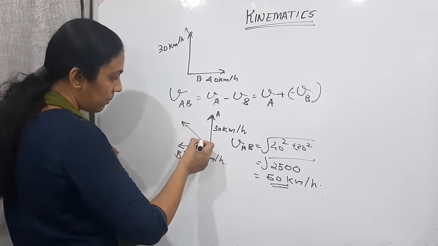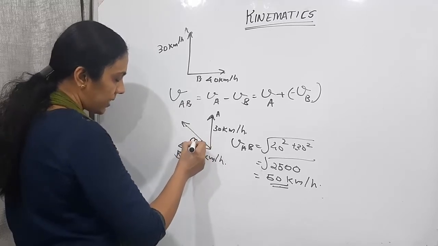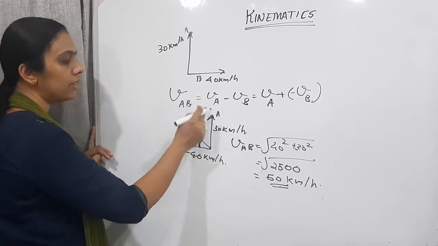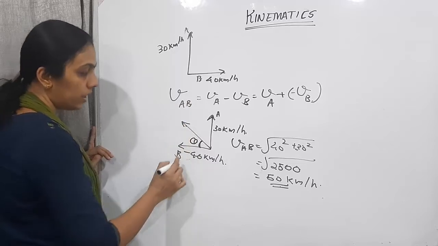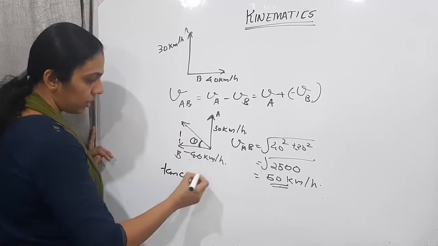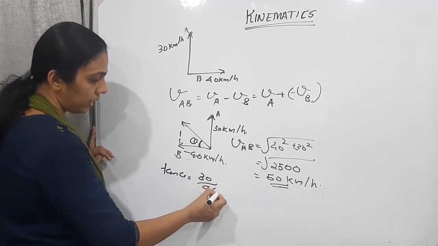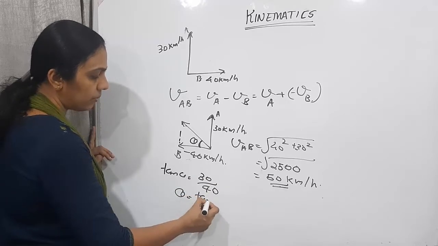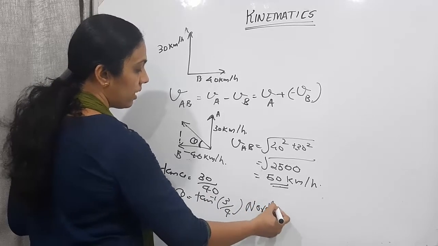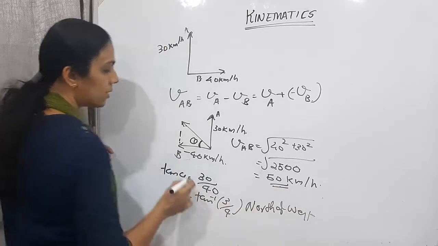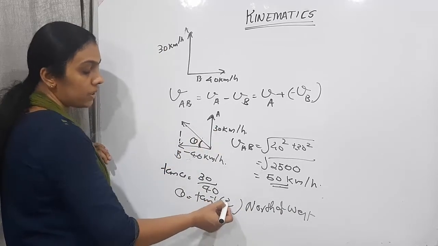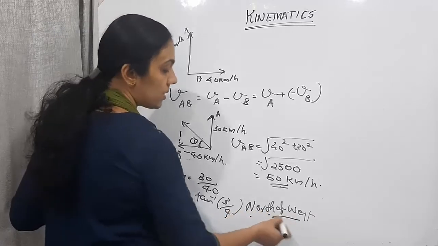Direction, here if I am considering this one, here as theta, theta will be with the vertical, that is velocity of A with respect to B only it is asked, right? So here we can write it as what is tan theta here? Tan theta will be equal to 30 divided by 40. So theta equals tan inverse 3 by 4 north of west. Okay, so it is starting from west towards north. So it is tan inverse 3 by 4 north of west as answer.